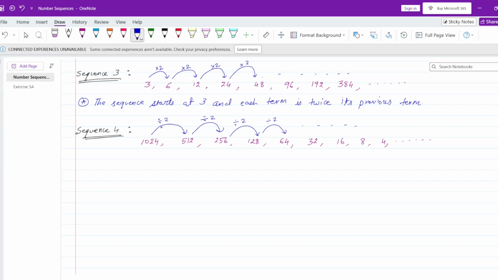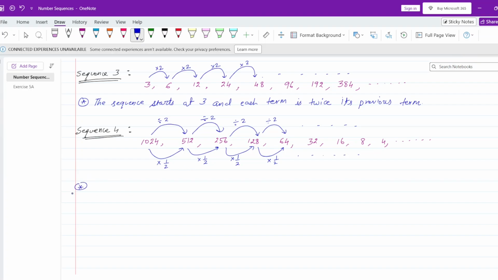Now, instead of saying we divide this number by 2, we can also say, if we multiply 1024 with half. If we multiply 512 with half, we get 256. If we multiply 256 by half, we get 128. If we multiply 128 with half, we get 64, and so on.